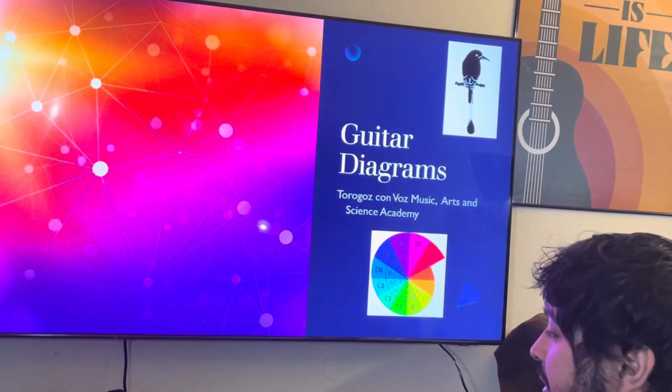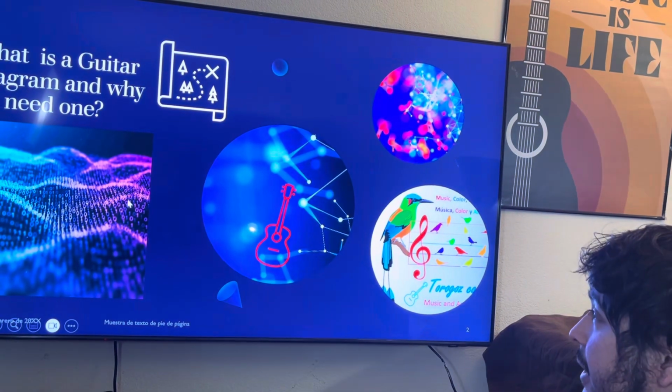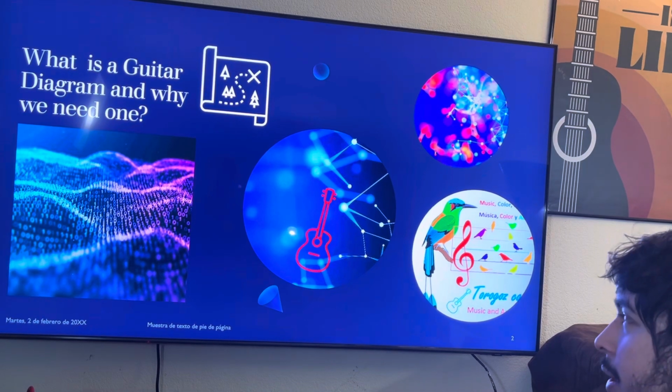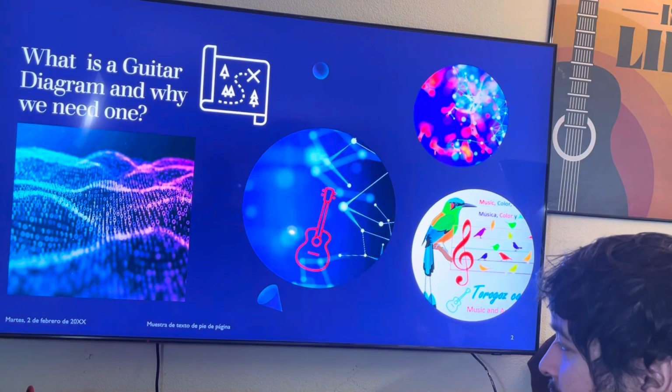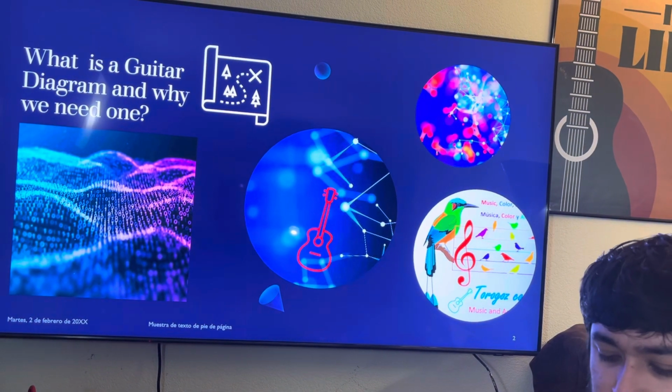Well, let's go ahead and see right here on our next slide that a guitar diagram is what we need, and why we need one. It's a good question. Why do we need one? Because that's how you learn how to do these certain shapes on a guitar, right?